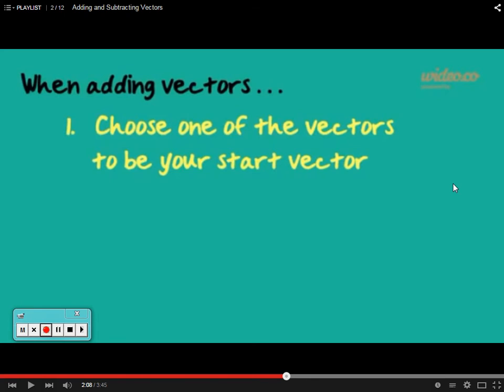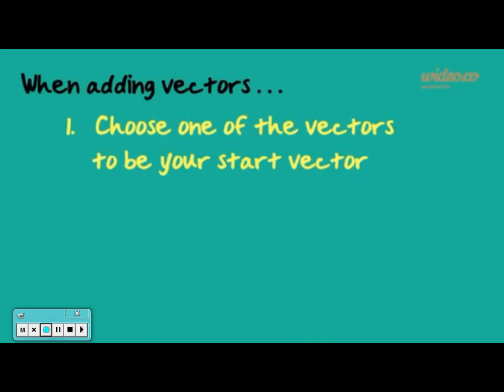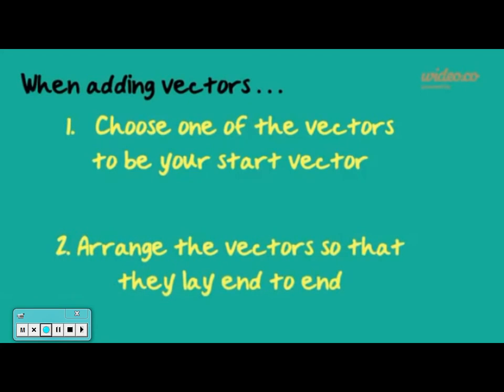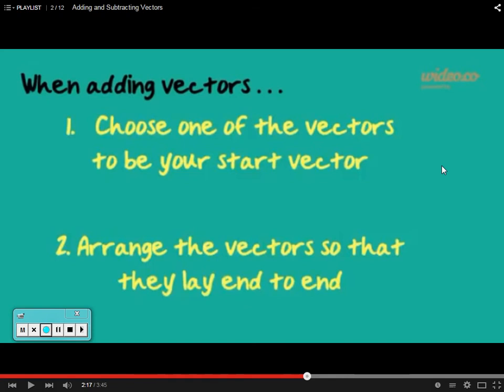Subtraction is not, though. You have to choose one to be a start, which is selecting. The second thing you must do, after you've chosen that vector, is arrange the vectors so that they lay end to end. This actually means you physically need to draw or move the vectors on the page. And it's end to end. Two arrowheads must not come together and two arrow tails must not come together. It's arrowhead to next arrow tail.